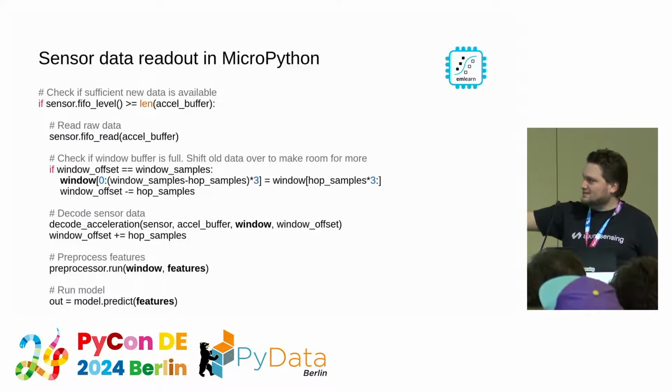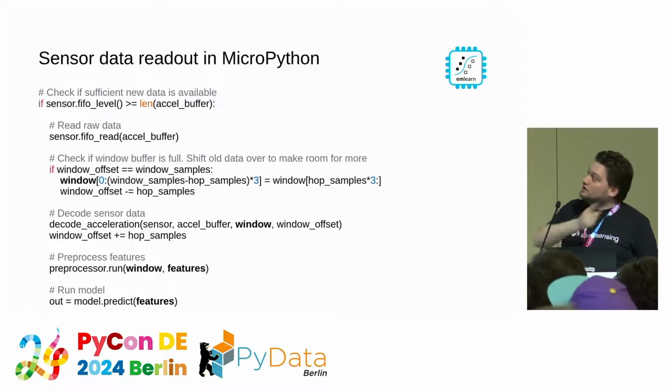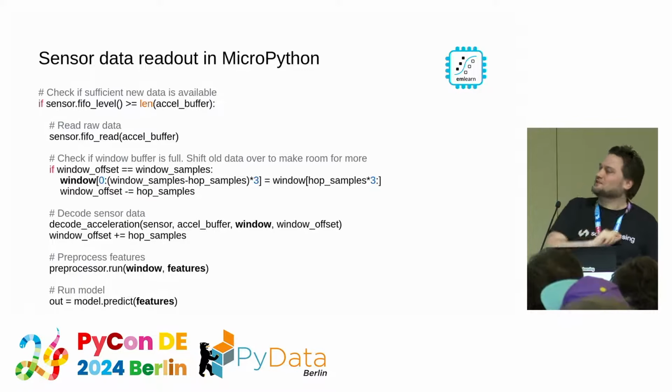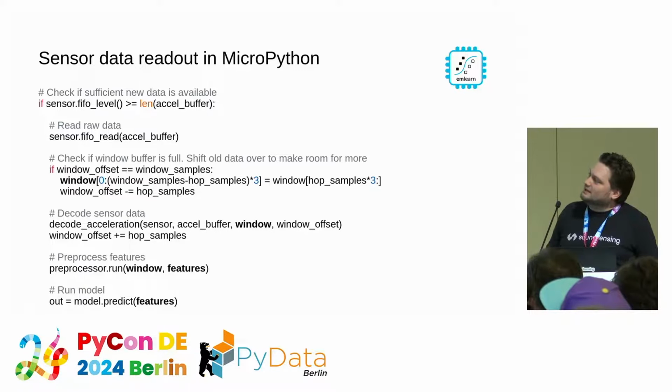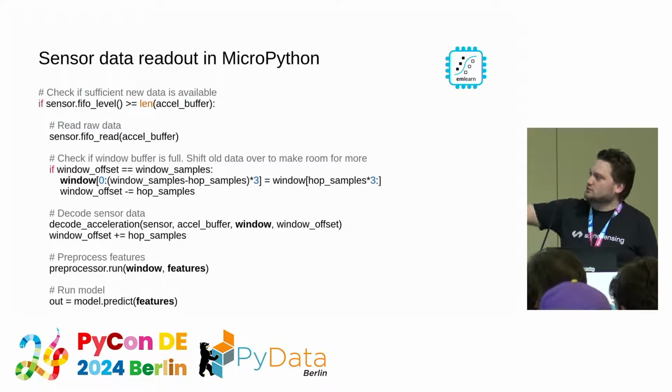But even in C, it would be best practice to use the first in, first out buffer that is in these devices. And it's quite doable. So we wait for there to be enough data on the device. So now we're talking about the sensor that is attached to our microcontroller buffer there. And then when there is enough, we just read a suitable amount. And we do this windowing that I showed in the previous one.